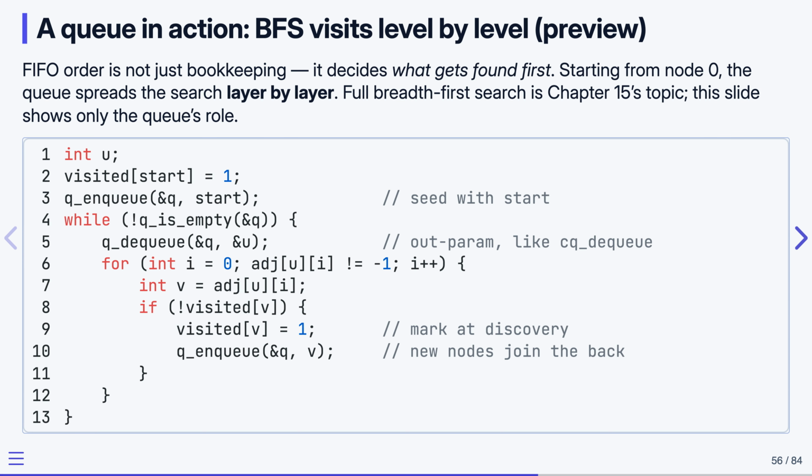FIFO order is not just bookkeeping. It also decides what gets found first. This is a small preview of breadth-first search. The full search is Chapter 15. Here we only watch the queues roll, starting from node 0.